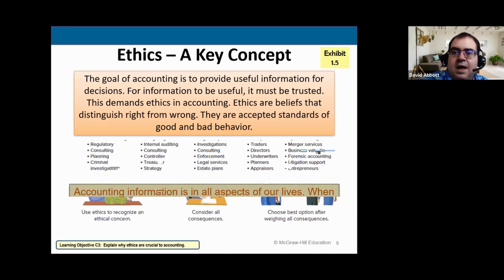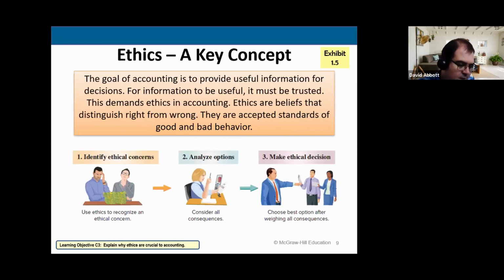Ethics are, and this is important, beliefs that distinguish right from wrong. They are accepted standards of good and bad behavior. When we're faced with an ethical concern, the first step is to recognize it as such. So that's what you want to do first. Find out, is it some kind of an ethical issue that's taking place? The next step then would be to analyze all of your options, and then finally you have to choose the best option after weighing all of the consequences of that decision.